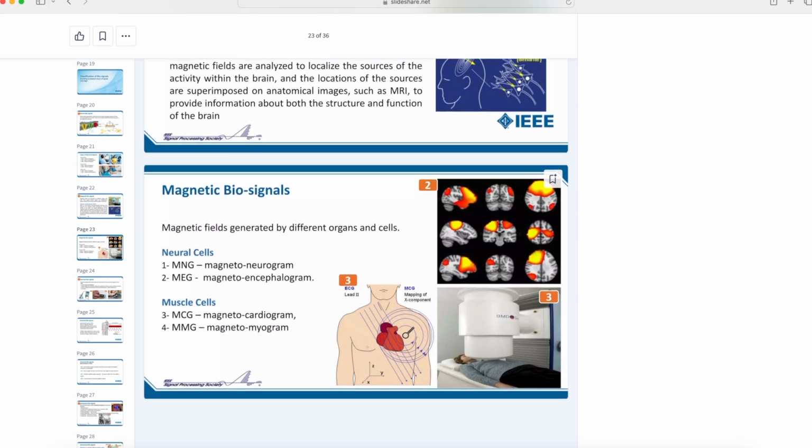Magnetic fields generated by different organs and cells. Neural cells. Number 1, MNG. Number 2, MEG. Muscle cells. Number 3, MCG. And number 4, MMG.